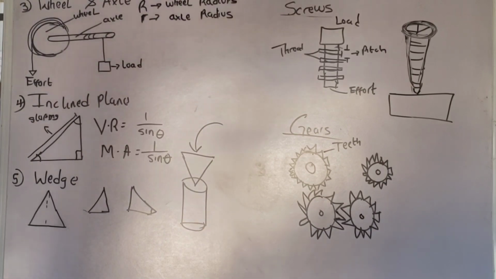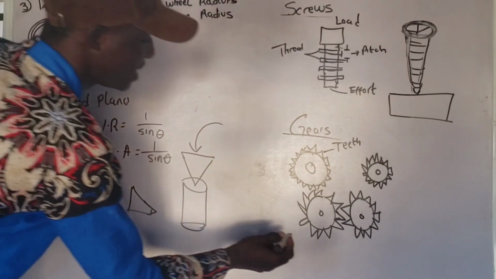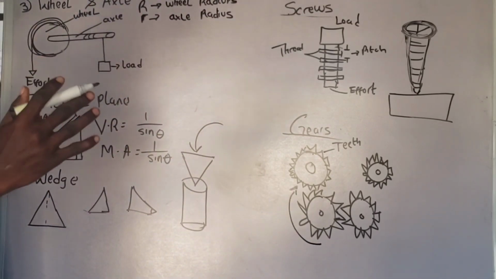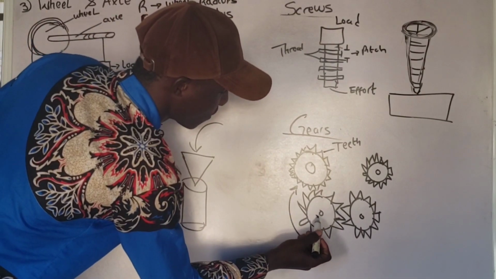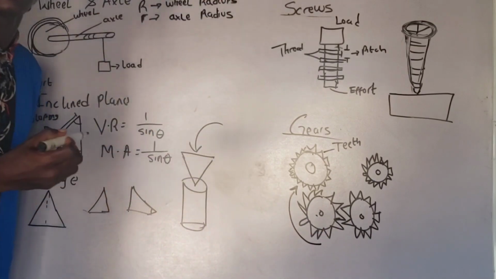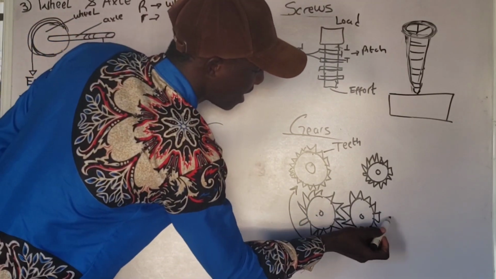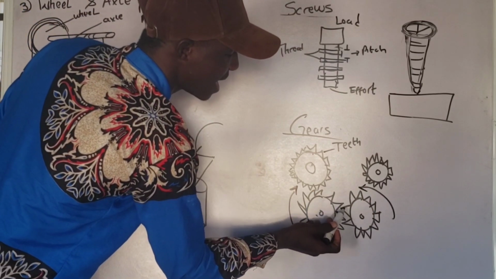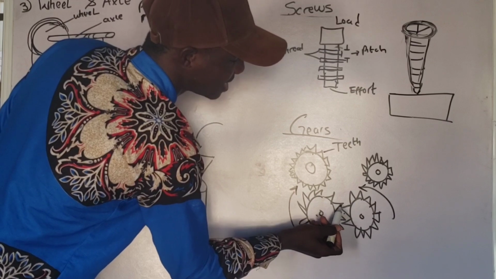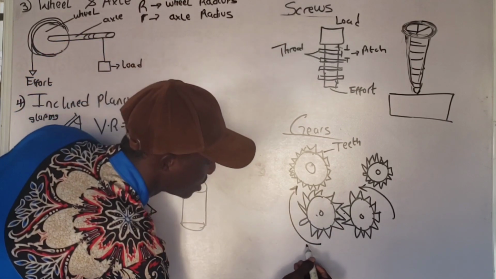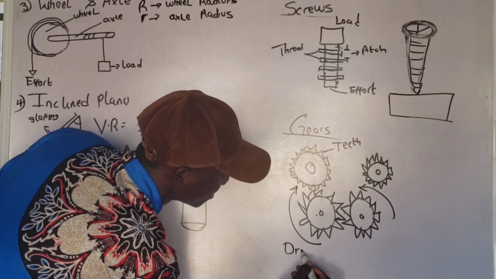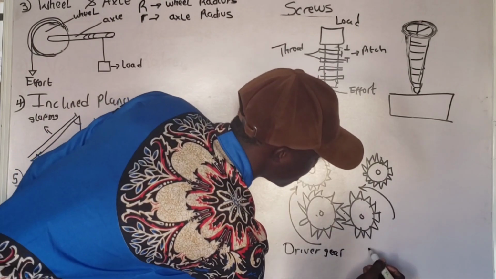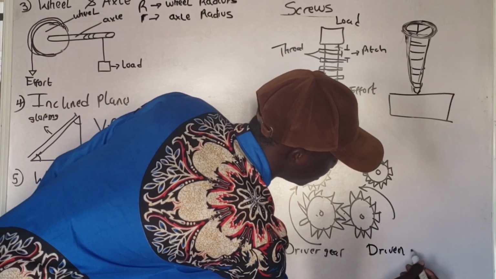When these gears mesh together, they convert rotational motion. Let's say the first gear here is rotating in this direction. That means this gear will rotate in the opposite direction, because the teeth here will mesh with these teeth. This first gear is the driver gear, and this is the driven gear.